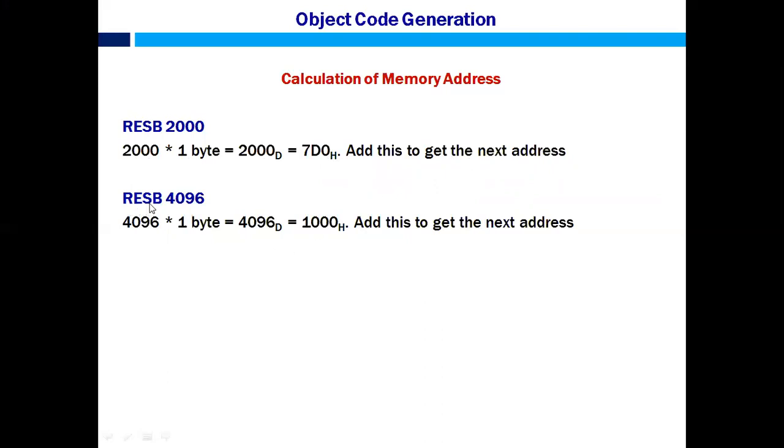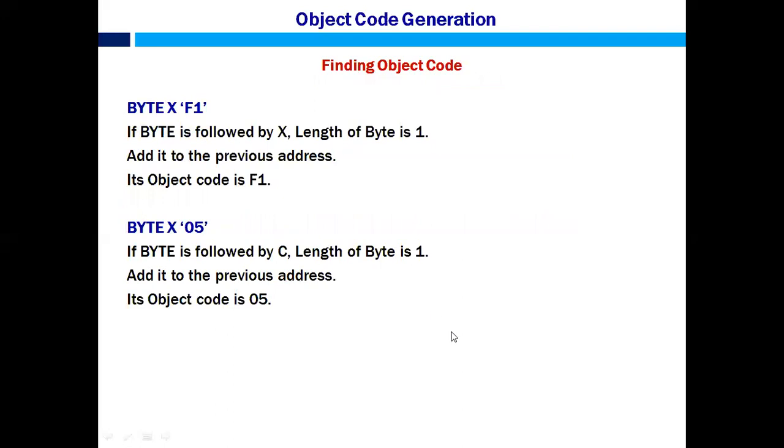Suppose I give RESB 4096. Okay, so it is 4096 into 1 byte, which is nothing but 4096 decimal. Equivalent hexadecimal will be 1000, and then this has to be added to the next address. Okay, now again, just before going to object code generation, we have to know a few more things. There are some instructions where directly we can find the object code.